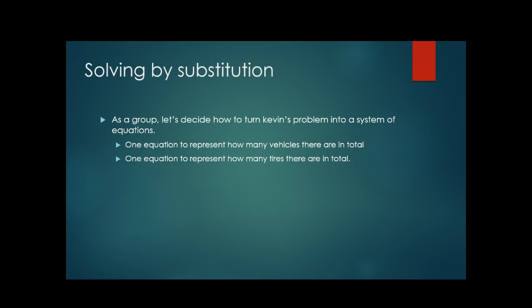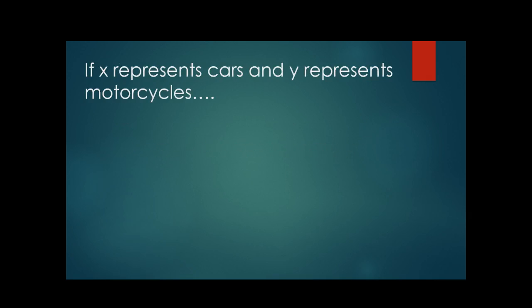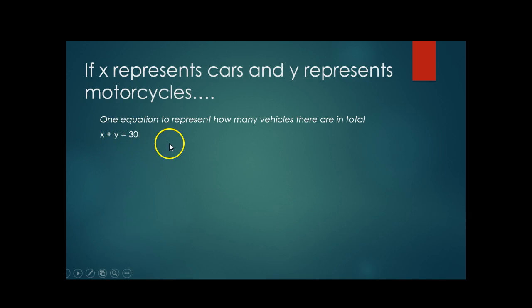The first method we're going to learn about is substitution. So we're going to create one equation that represents how many vehicles there are in total, 30. And we're going to create one equation that represents how many tires there are in total, 108. So if x represents cars and y represents motorcycles, this is the first equation. The number of cars plus the number of motorcycles is 30.